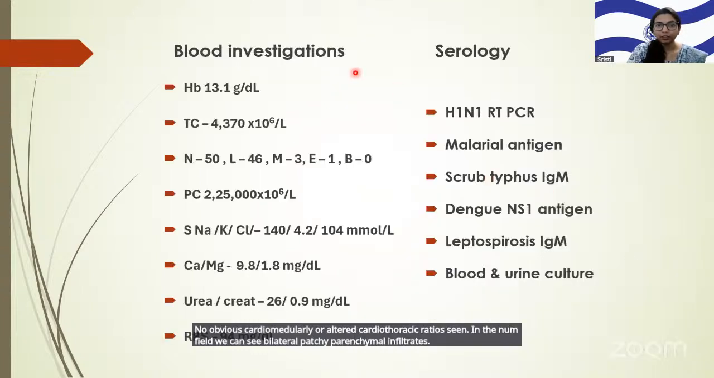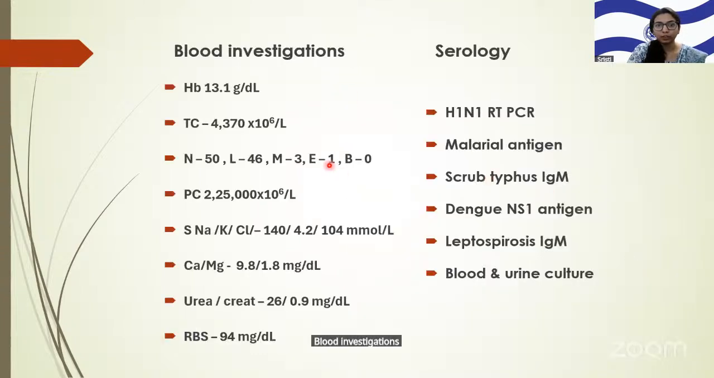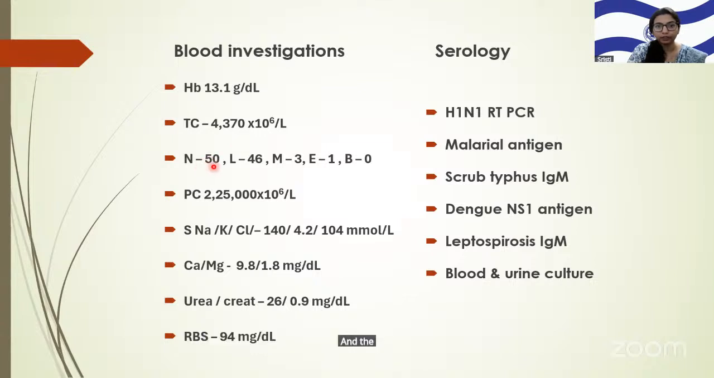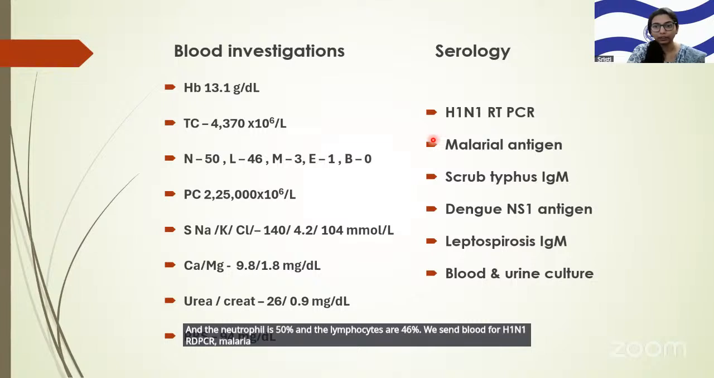Blood investigations were almost within the normal limit, where the interesting point is the total count is just above the lower limit, and the neutrophils were 50% and the lymphocytes were 46%. We sent blood for H1N1 RT-PCR, malaria antigen, scrub typhus, dengue, leptospirosis, and blood and urine culture.